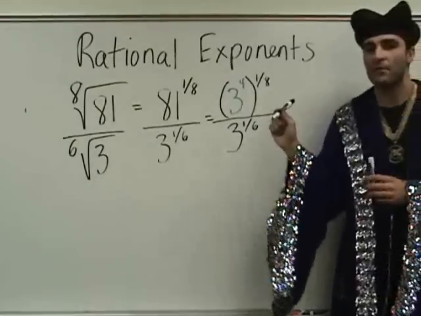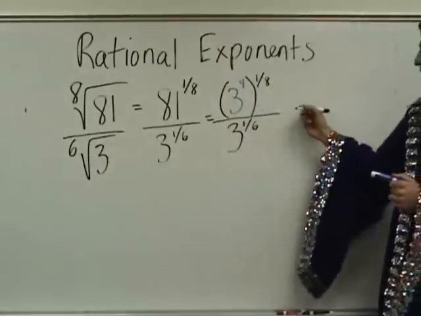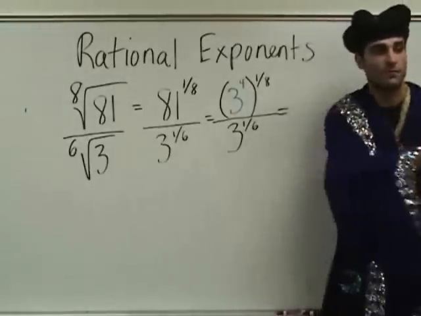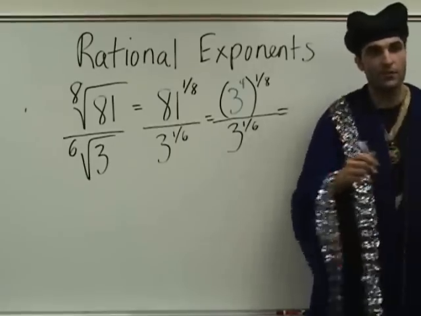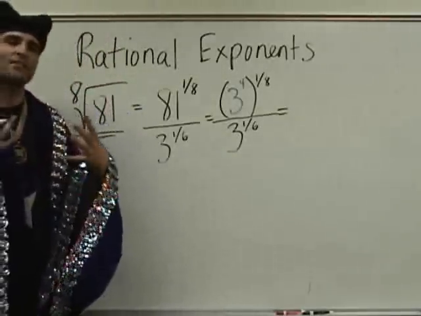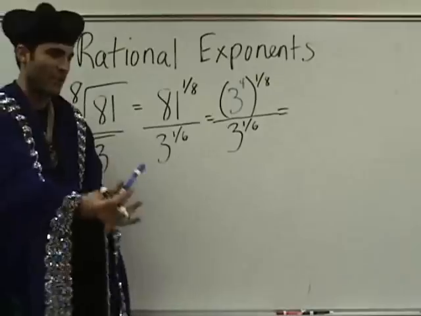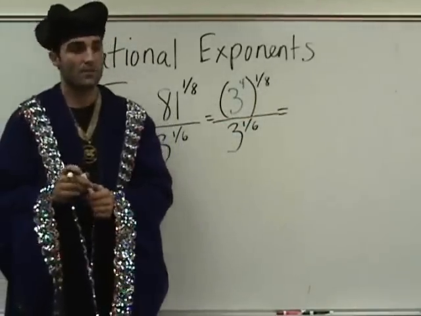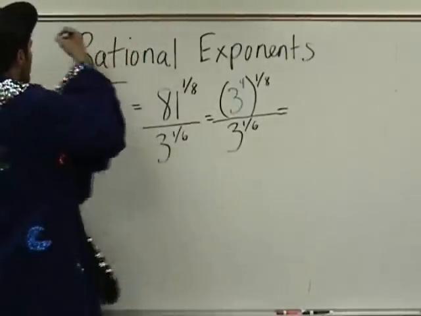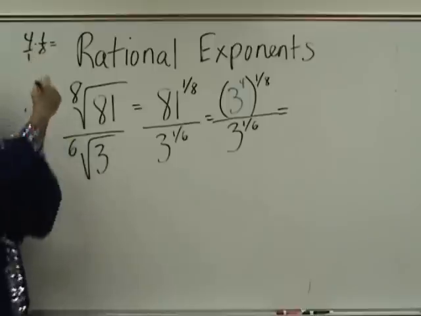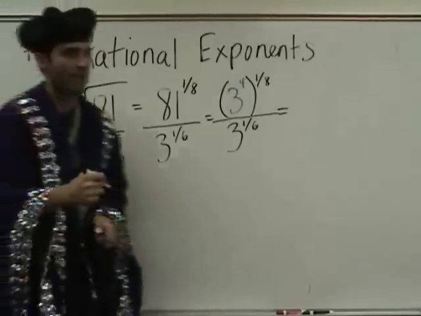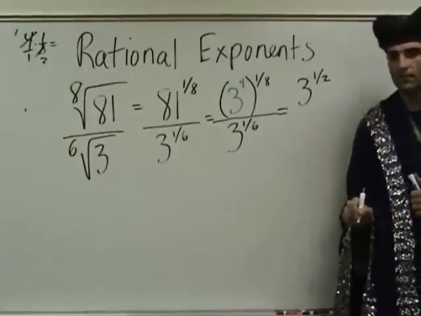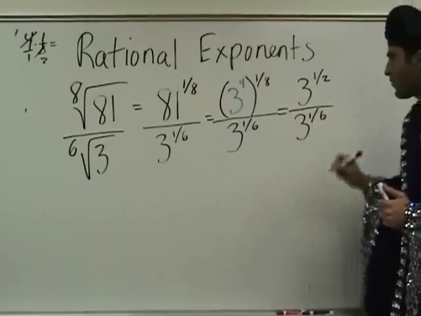Next. What happens when you have powers to powers? You multiply. So what do we have here? 3 to the 1/2. Why? Here we have powers to powers, and the rule is multiply. So what is 4 times 1 over 8? 4 eighths. Remember to cancel: 4 over 8 is 1/2. So 3 to the 1/2, over 3 to the 1/6.